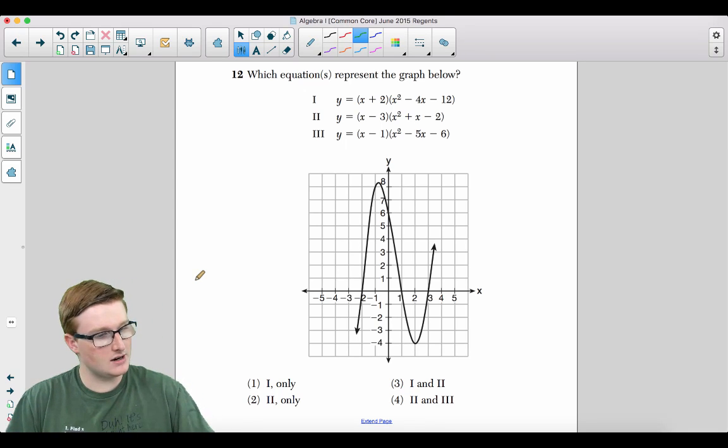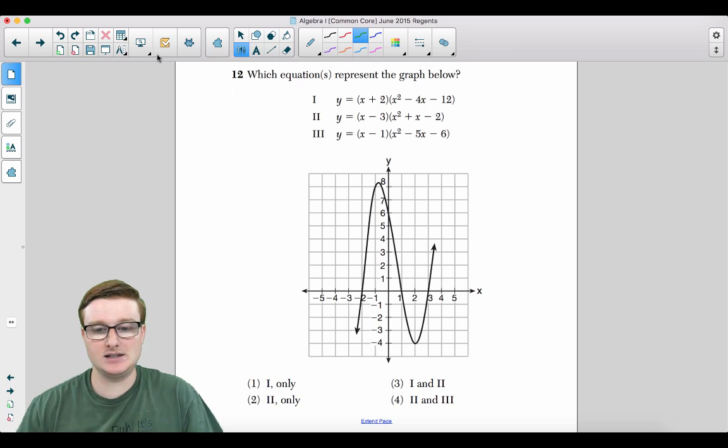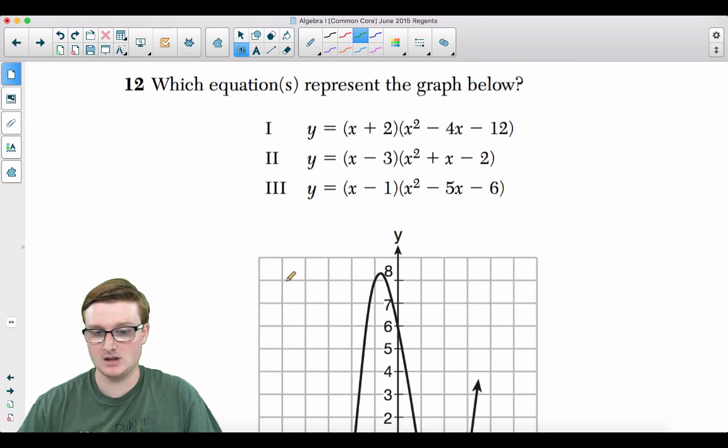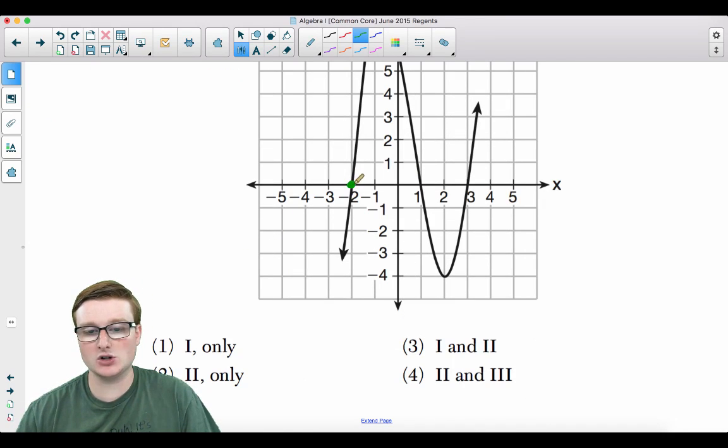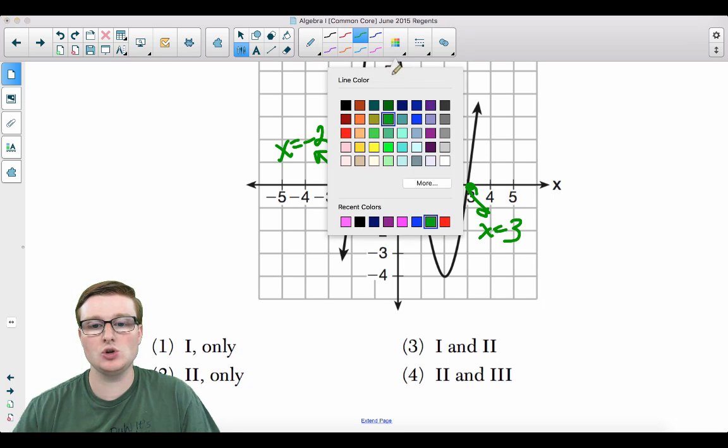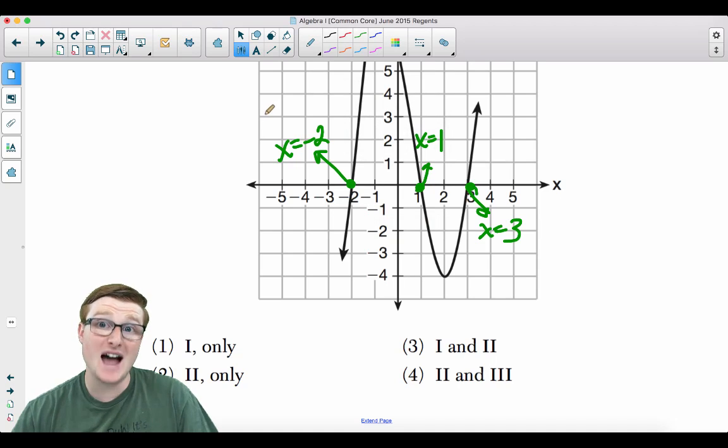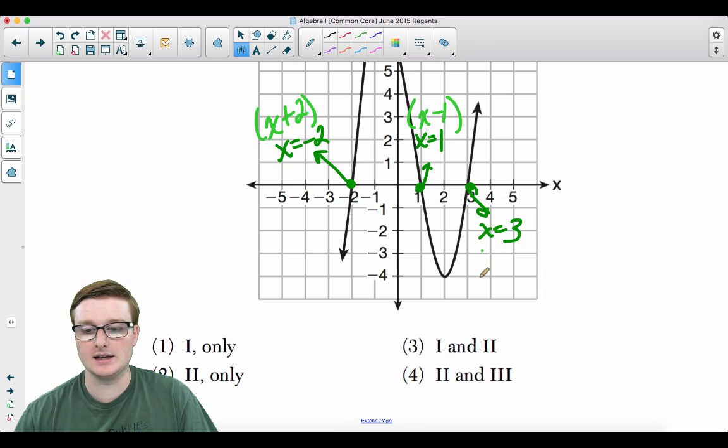So what you've got to know is, what are the roots of this function? Now the roots are where the function crosses the x-axis. So this is x equals negative 2. This is x equals 1. This is x equals 3. So your factors that give you these answers are x plus 2, x minus 1, x minus 3.